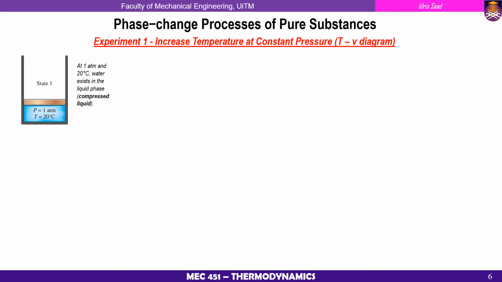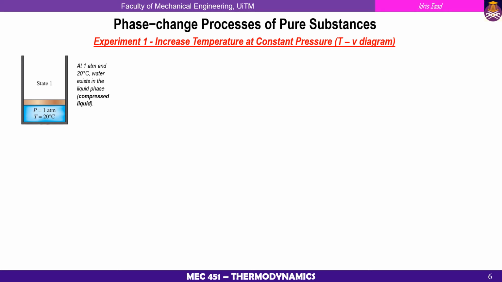As we can see on that figure, the pressure of the water is 1 atmosphere. This is basically due to the atmospheric pressure pushing the piston, and the temperature is 20 degrees Celsius. So we can name it state 1. At 1 atmospheric pressure and 20 degrees Celsius, normally the water exists in the liquid phase. In thermodynamic language, we call it compressed liquid.